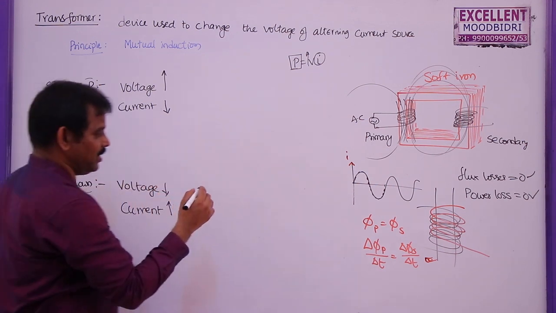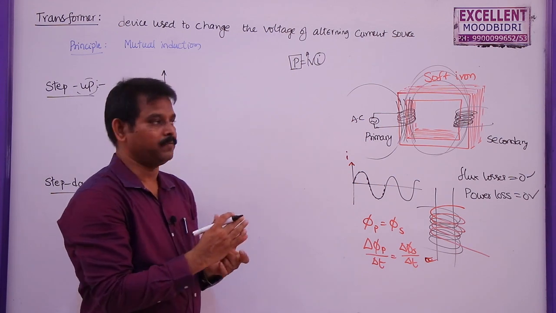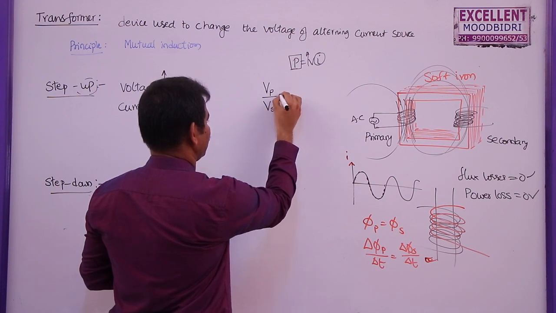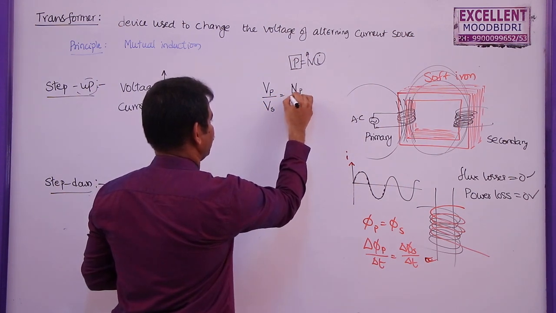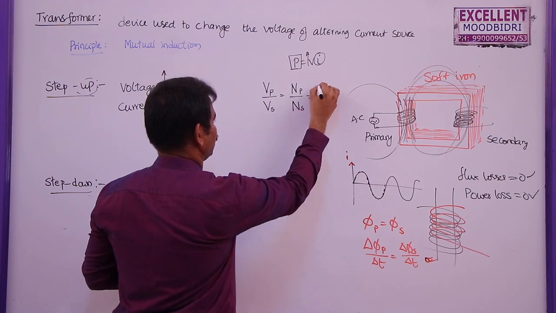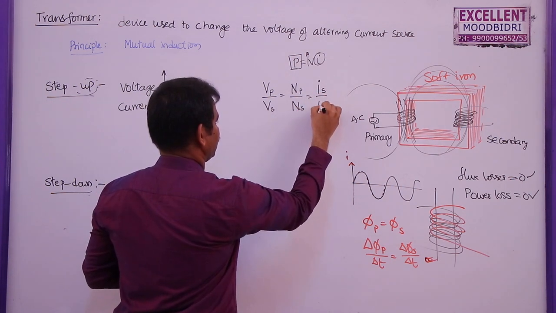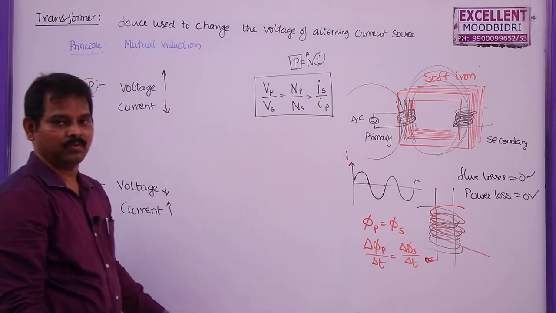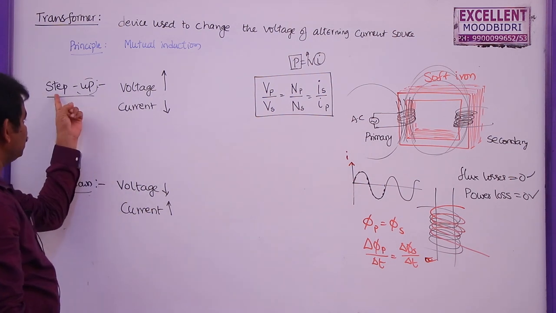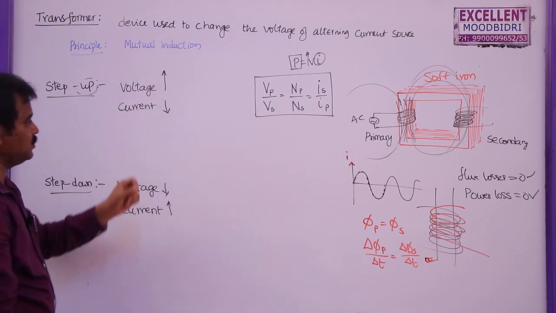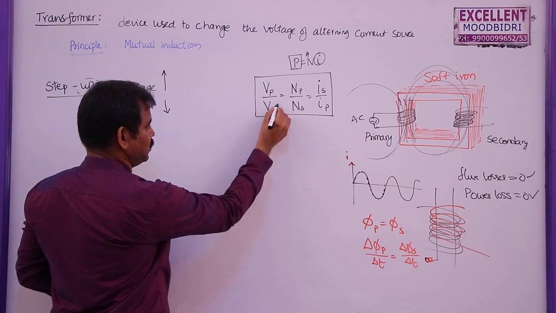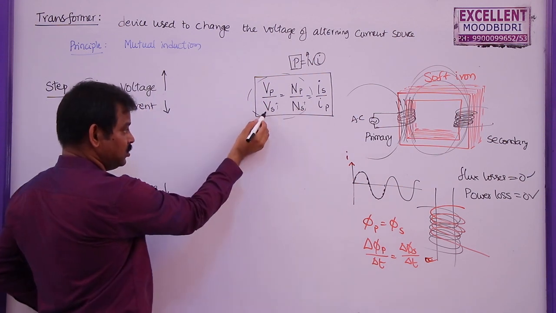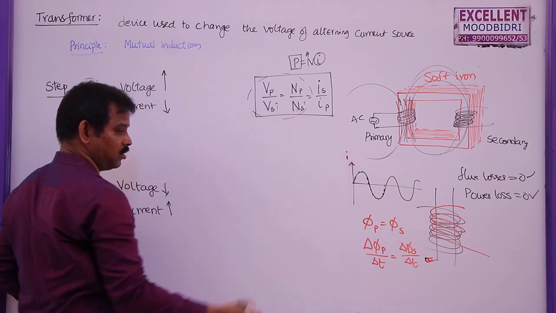Now we know the relation between voltage, current and number of turns. That is, voltage across primary by voltage across secondary is equal to number of turns in the primary by number of turns in the secondary, which is equal to current in the secondary by current in the primary. So this is the relation between voltage, number of turns and current. Here in step up transformer, voltage increases. So the secondary voltage increases, meaning number of turns in the secondary must be more. If you consider these two, as this value is more, number of turns in the secondary coil must be more.